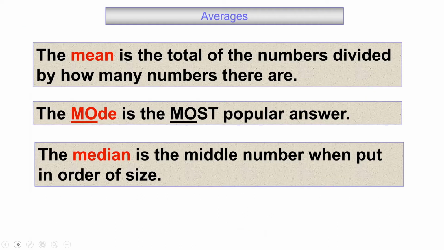Let's have a quick little recap then on what we've learnt so far. So remember last lesson, to find the mean, you add up all the numbers and divide by however many numbers there are. To find the mode, it's the most popular answer. And for the median, it's the middle number when you put the numbers in order of size.